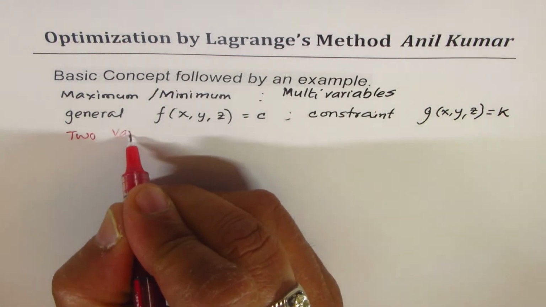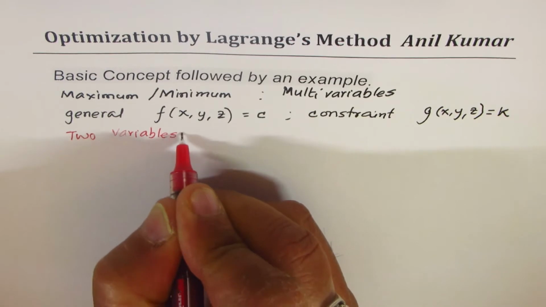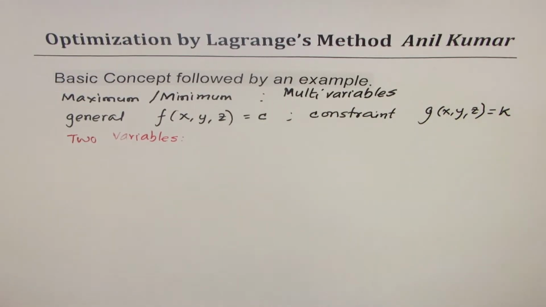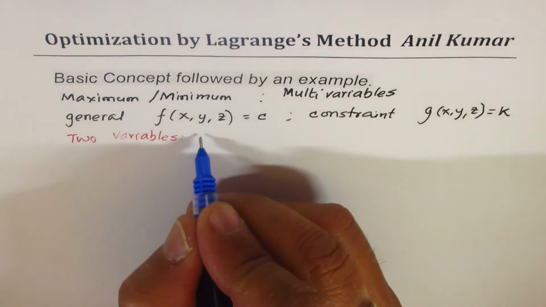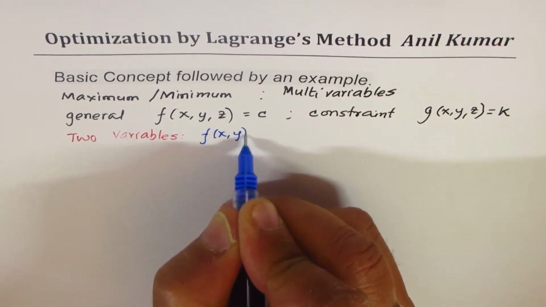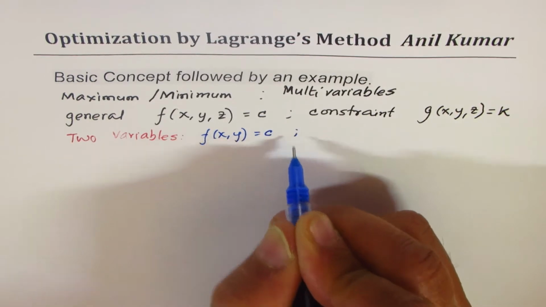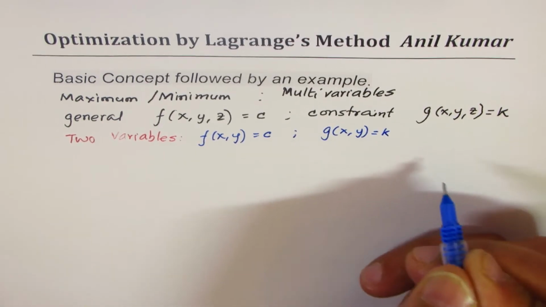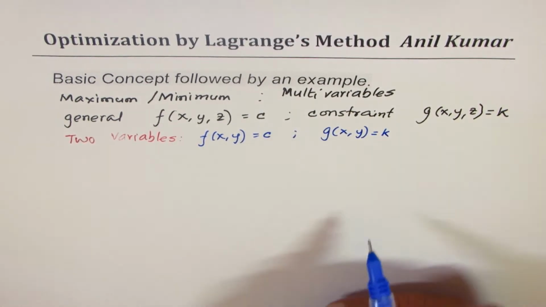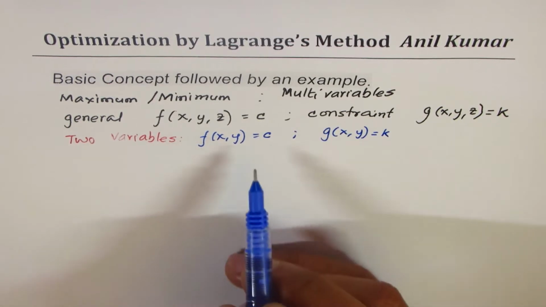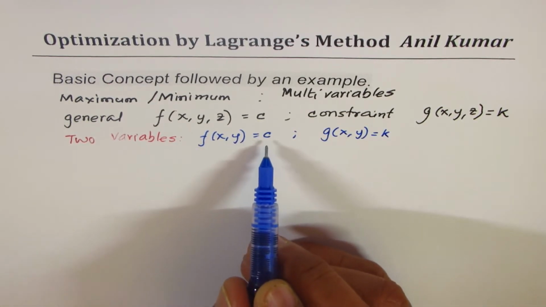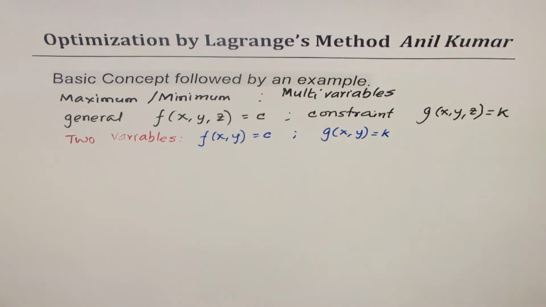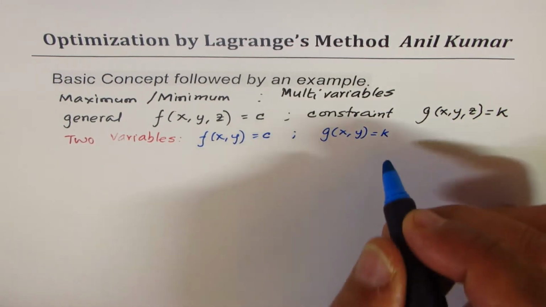So we'll take two variables. When I say two variables, what does it mean? It really means that the general function now becomes f(x,y), equal to a constant c, and the constraint becomes g(x,y) equals k. Does it make sense to you, right? Now, when you say f(x,y) equals c, that means c could have different values, correct? So c could be 1, 2, 3, 4. Let's take any value, right? We're talking about real numbers in this particular case.